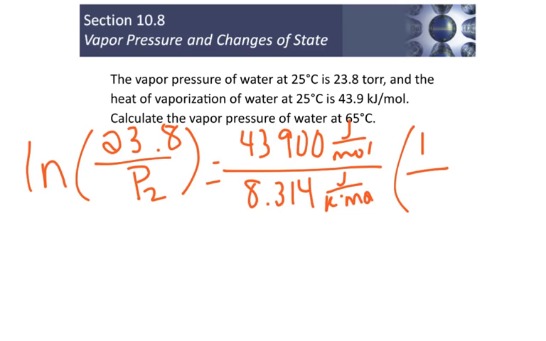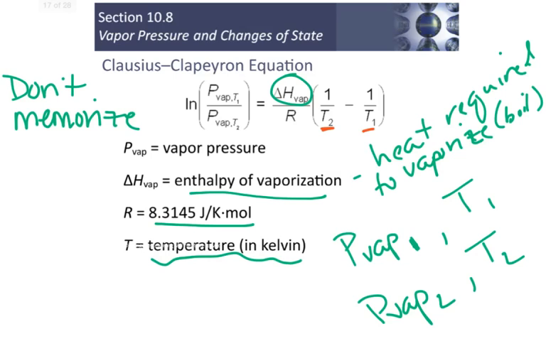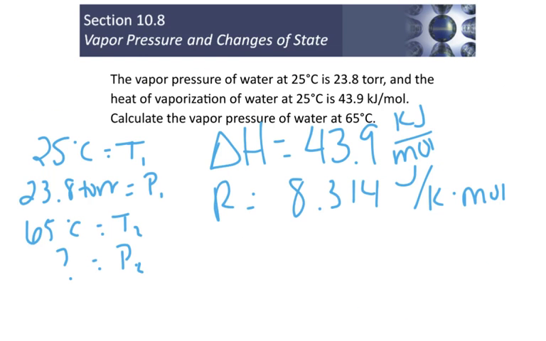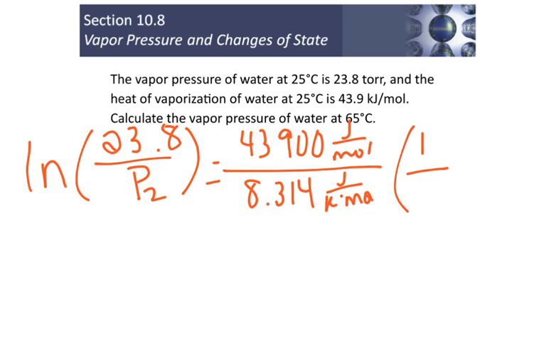So, no, it's 1 over T2 minus 1 over T1. So T2 is 65 degrees Celsius, which is 65 plus 273, probably should have had this done already, is 338 Kelvin. And then we're going to subtract 1 over T1, which is 298 Kelvin. So now you can do some of the math here, like everything on the right, you can go ahead and do, which when you do all that math, we're just going to label it as X.